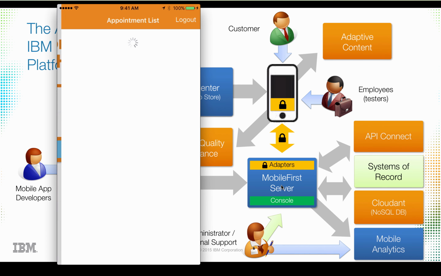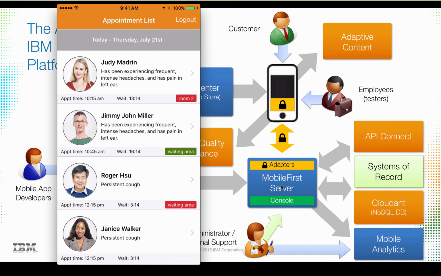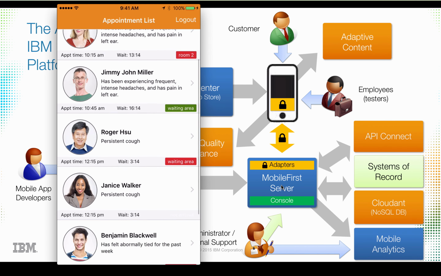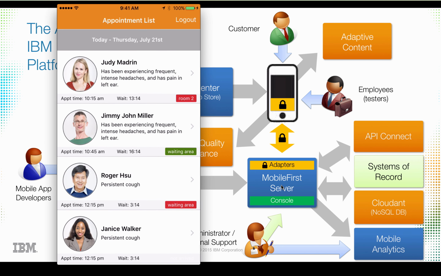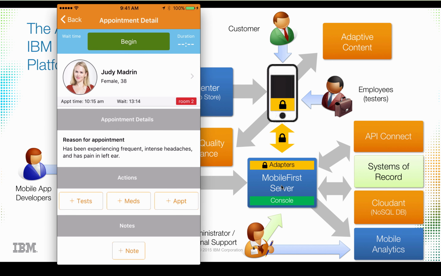And as I sign into the app here, what I'm presented with is my list of patients. So these are all the appointments that I've got today. I can see who's coming up. I can see who is already in the office, how long they've been waiting, what room they're in, and what their appointment time was, etc. So if we tap on Judy here at the beginning, I can see information about Judy.